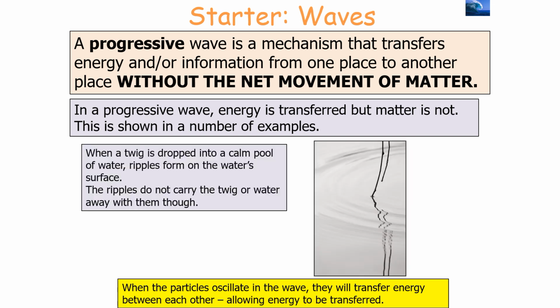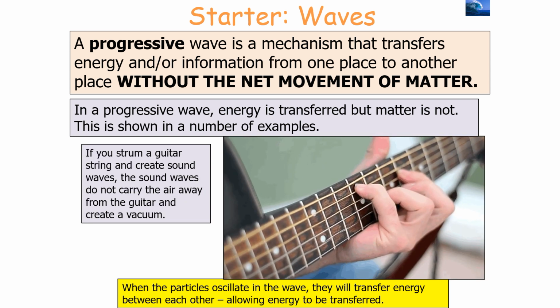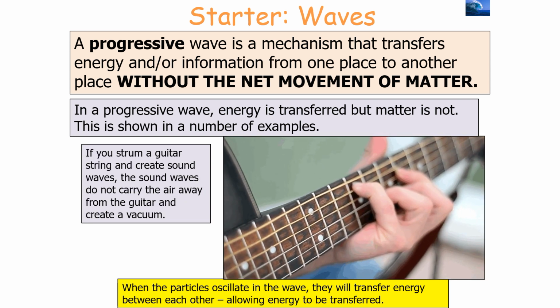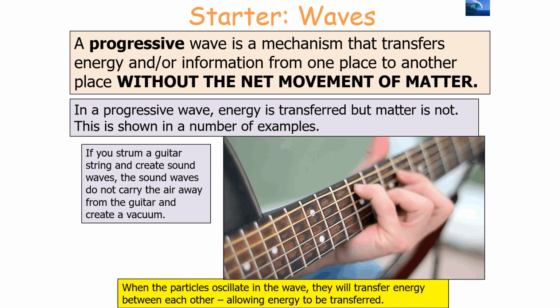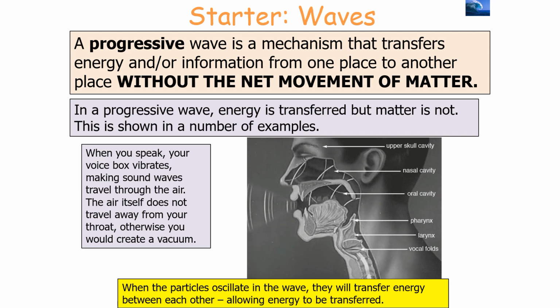So for example, when a twig is dropped into a calm pool of water, ripples will form on the water surface. Now the ripples don't carry the twig or water away with them. If you strum a guitar string and create sound waves, the sound waves don't carry the air away from the guitar and create a vacuum. Likewise, when you speak, your voice box vibrates, making sound waves that travel through the air, but the air itself does not travel away from the throat, otherwise you would create a vacuum inside your throat.